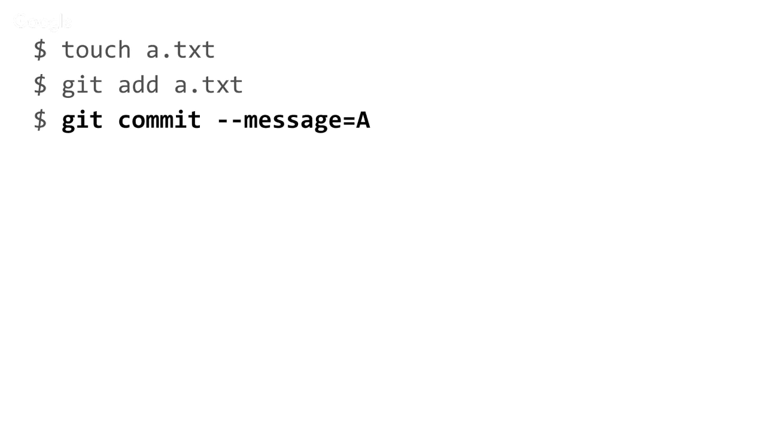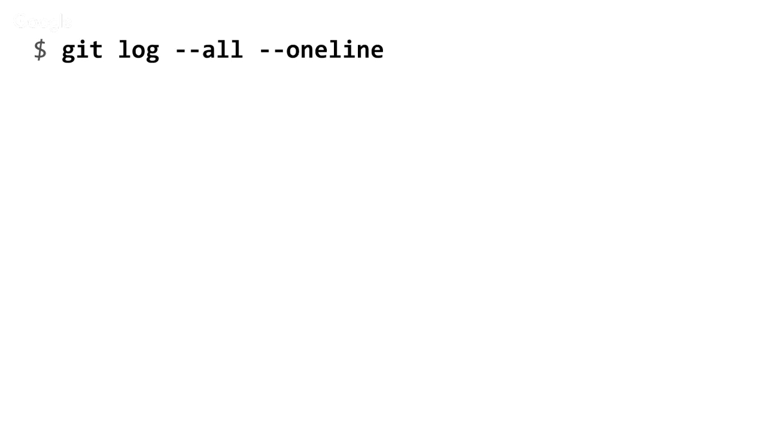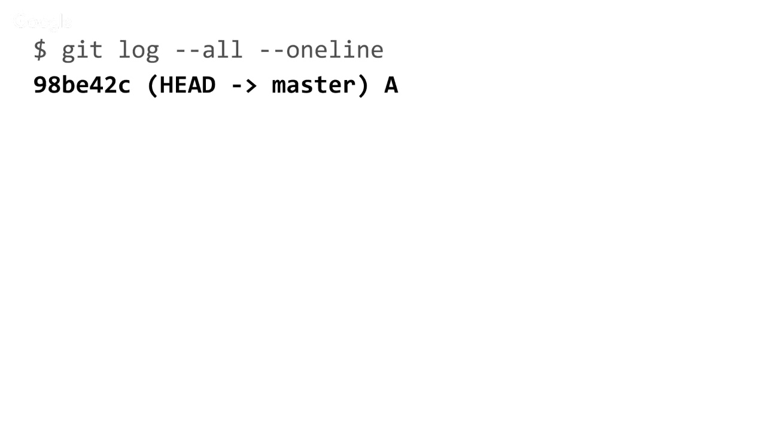Touch just creates an empty file, then adding it and committing it with the message A for simplicity. And now let's see what information we have after we created this first commit. So git log: we would like to have the log from all the branches that are there, and we would like each commit to be printed in one line. And the output is this. So we see there is only one line, as of course we would expect.